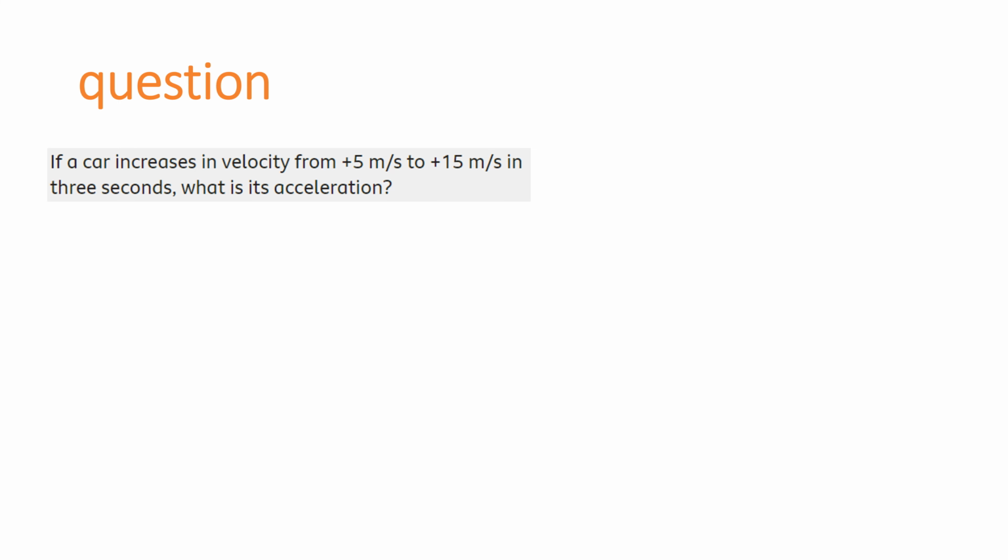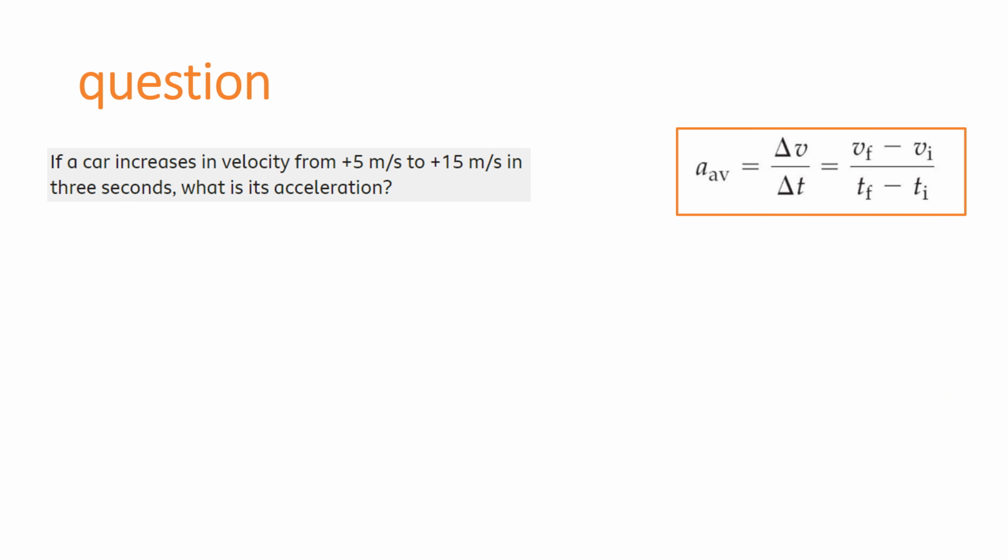If a car increased in velocity from 5 meters per second to 15 meters per second in 3 seconds, what is its acceleration? We know we are going to find acceleration, and the equation of acceleration states delta velocity divided by delta t. We have the velocity, and we have the time. As it says, the increase in velocity from 5 meters per second is the initial, 15 meters per second is the final, and the change in time is 3 seconds. Putting that in our equation gives us 3.33 meters per second squared.